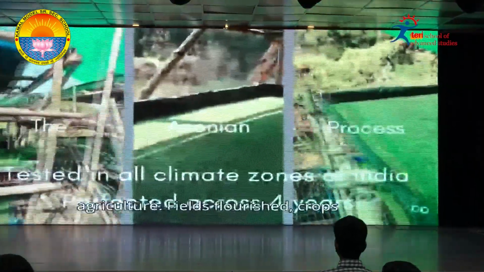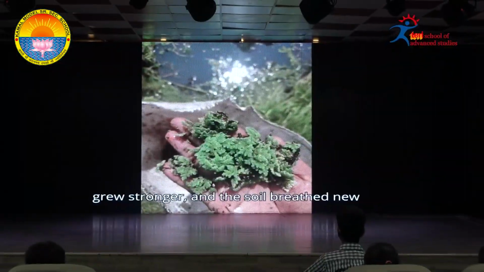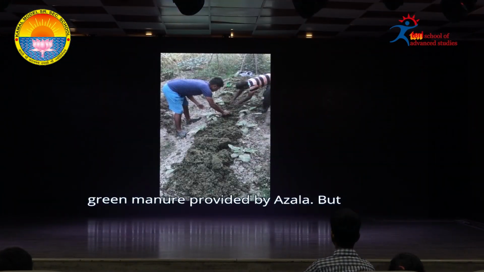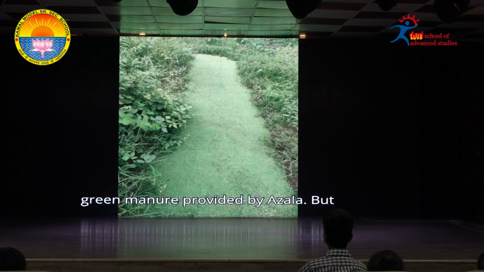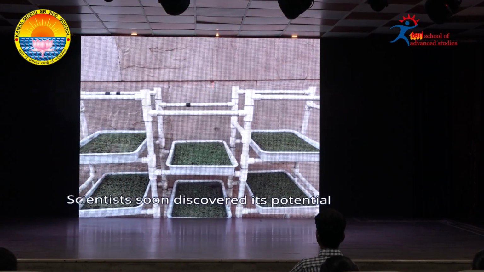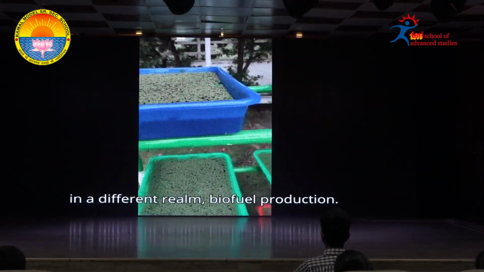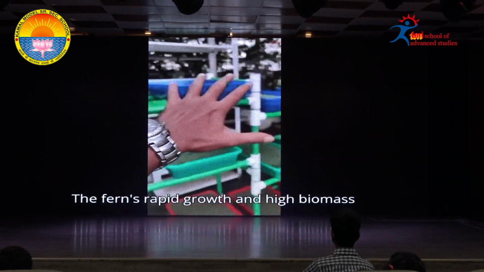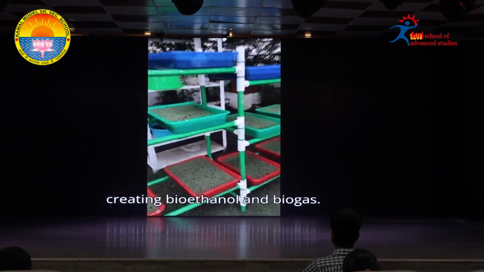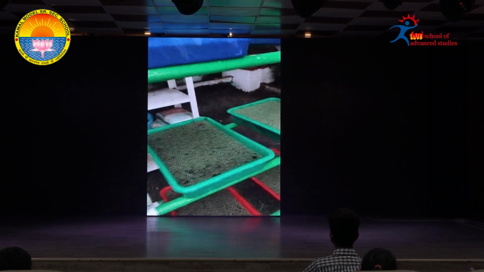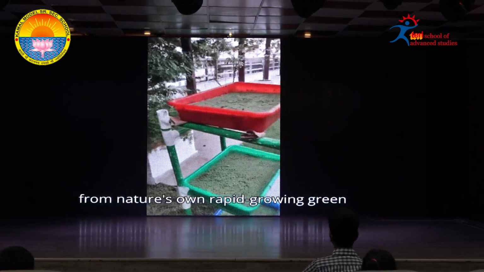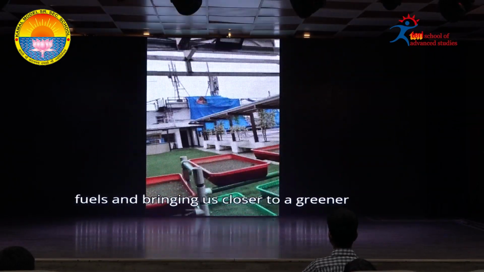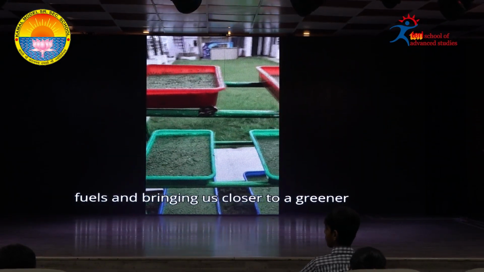in sustainable agriculture. Fields flourished, crops grew stronger, and the soil breathed new life, all thanks to the nitrogen-rich green manure provided by AZOLLA. But AZOLLA's story didn't end there. Scientists soon discovered its potential in a different realm of biofuel production. The fern's rapid growth and high biomass made it a promising candidate for creating bioethanol and biogas. Imagine a world where energy is derived from nature's own rapid-growing green miracle, reducing our reliance on fossil fuels and bringing us closer to a greener future.